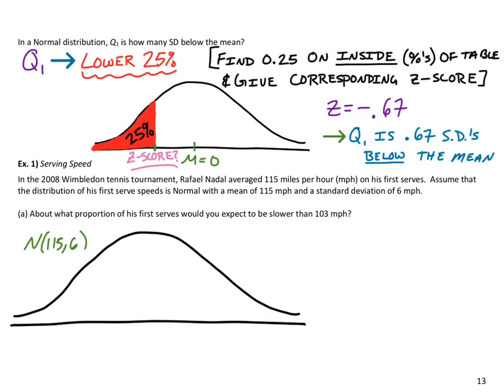So what proportion of his serves would you expect to go slower than 103? He's having a pretty rough day. So let's mark off the mean. Right in the middle, let's put the mean down on this distribution. So mean is 115.